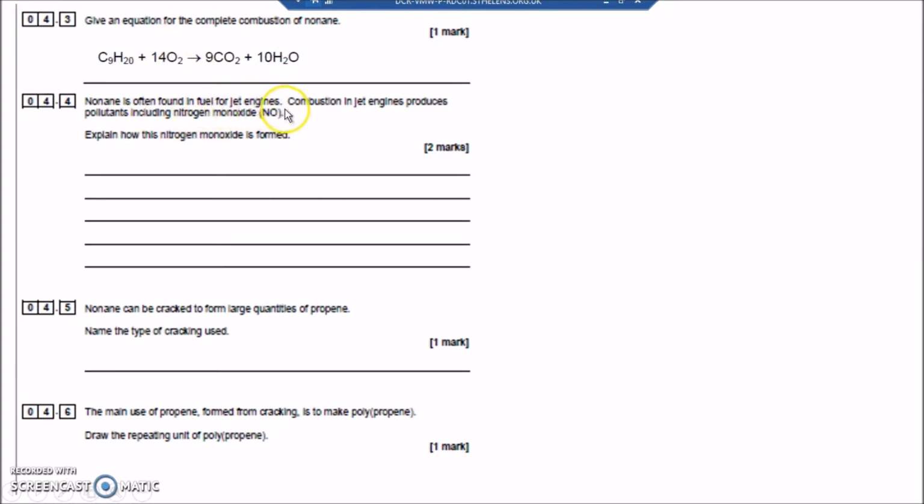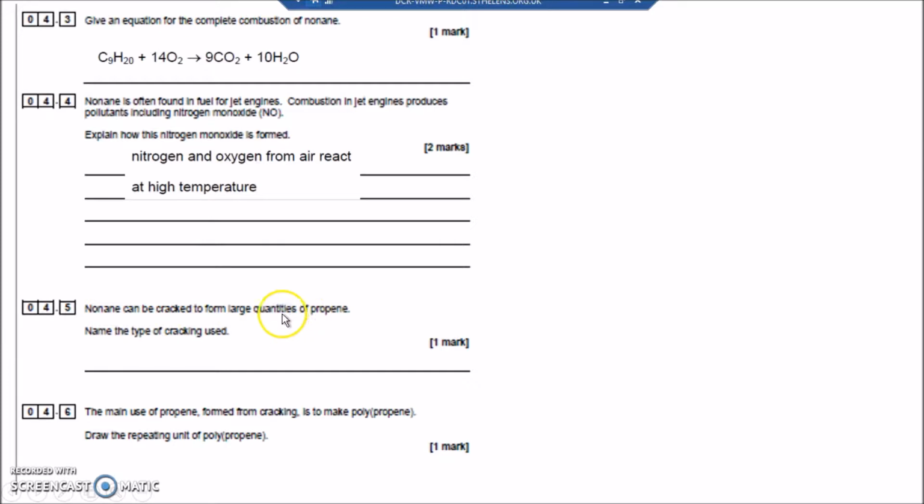Nonane is often found in fuel for jet engines. Combustion in jet engines produces pollutants such as nitrogen monoxide. Explain how nitrogen monoxide is formed. Well, the nitrogen in the air reacts with the oxygen in the air. So nitrogen and oxygen react together, and the reason that happens is because there are very high temperatures in a jet engine.